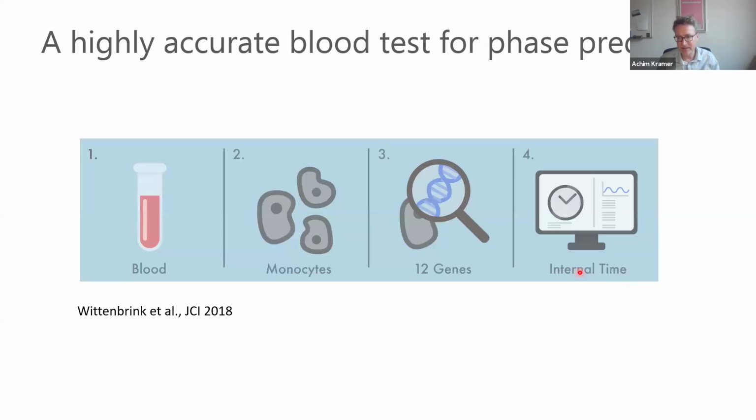And internal time is not the same as the time on your wristwatch or on the wall clock, because internally, you may be a late type.